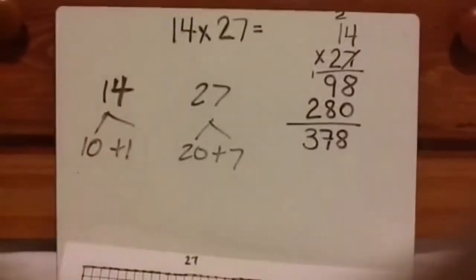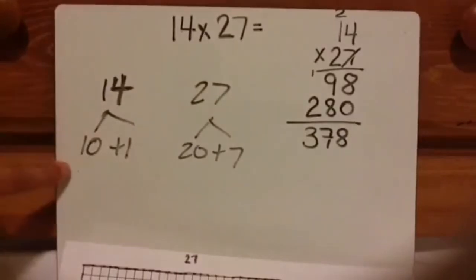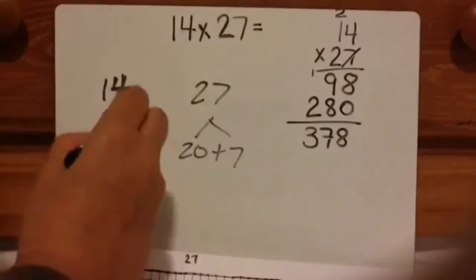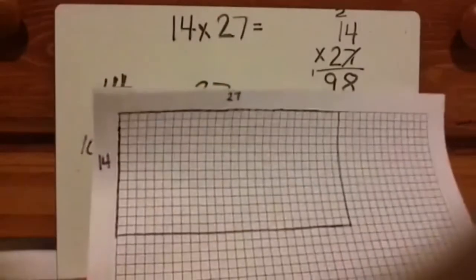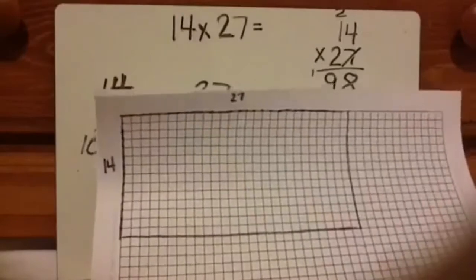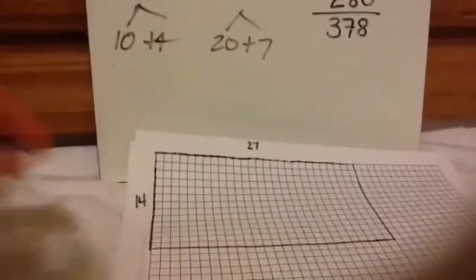Okay, so let's look at 14 by 27. So I broke up the 14 to 10 plus 4, and I broke up the 27 to 20 plus 7. So first I'm going to show you my array. This is just the array with no broken parts, so 14 by 27. Then we're going to go through it, each piece, and show the area models.